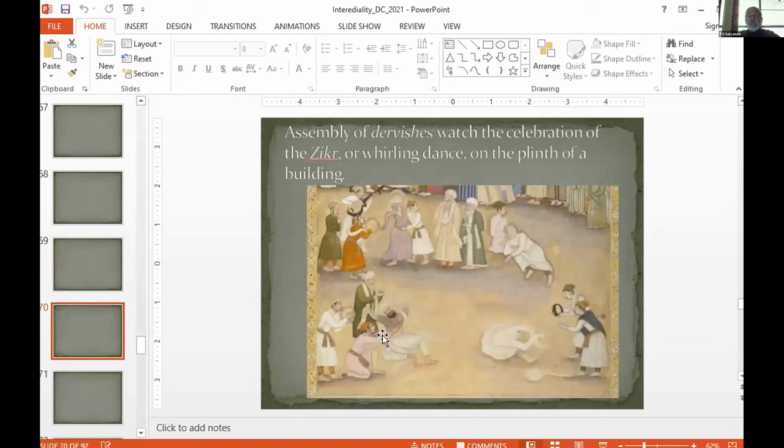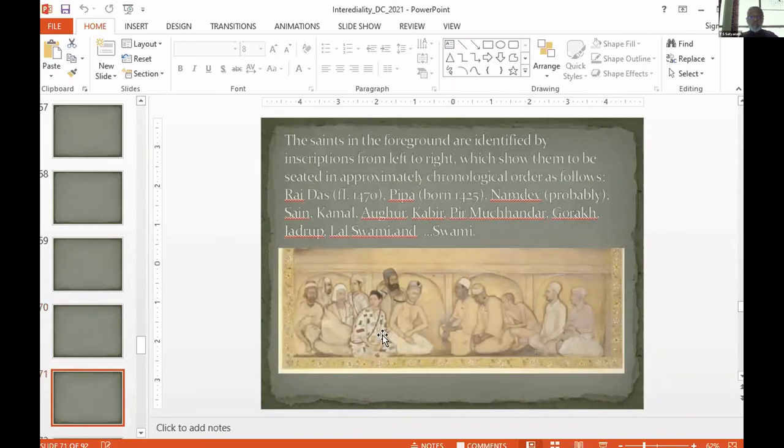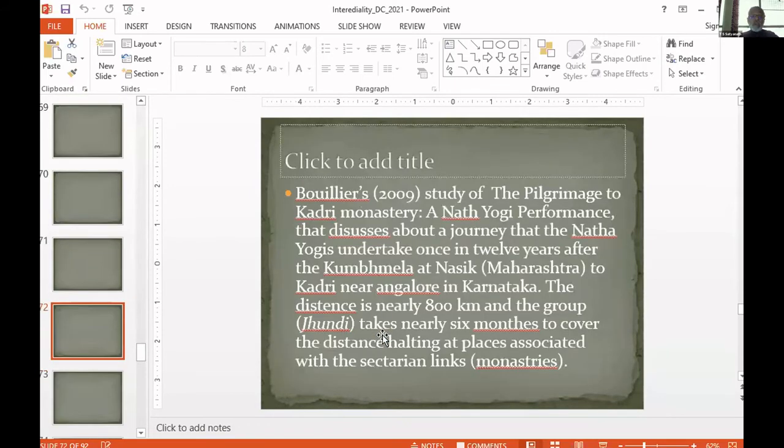An assembly of dervishes watch the celebration of zikr or whirling dance on the plinth of a building. I've shown there are three performers here. This is where I'm going to link. And the signs, I have already seen that. Now let me go back.